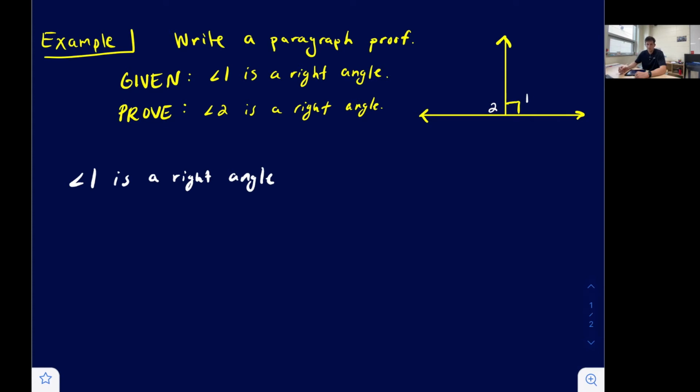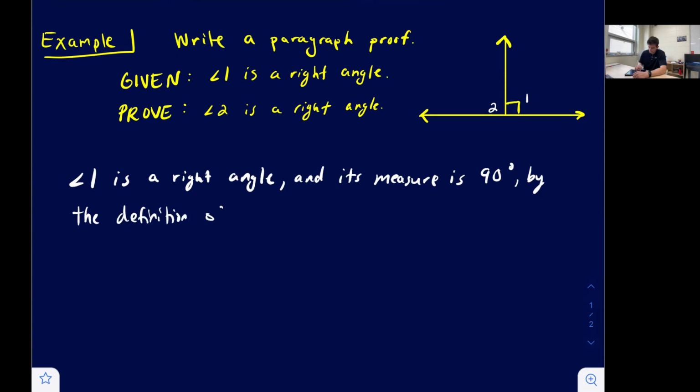Okay, and that's going to tell us something about that angle, right? And that means its measure is 90 degrees, okay? By what definition? By the definition of a right angle. Okay, so basically we've used our given statement, okay?